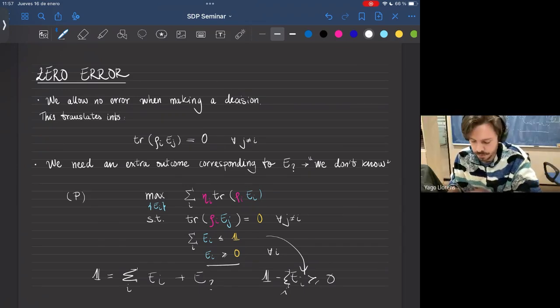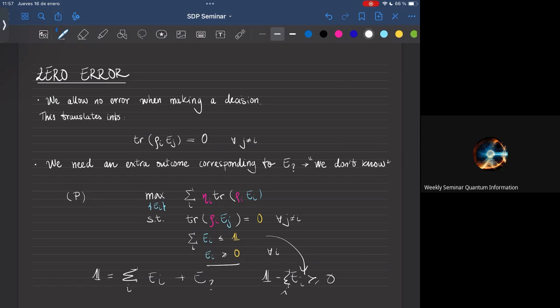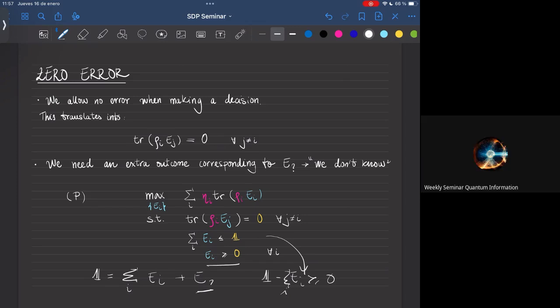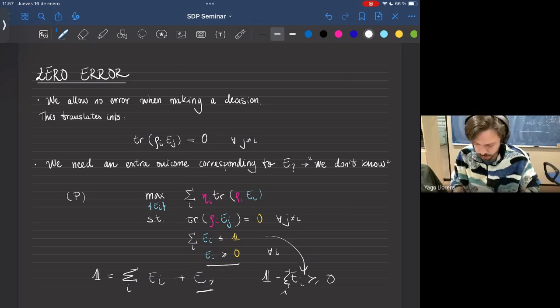Okay, but you're saying the previous constraint, sum over i of E_i less than or equal to identity, actually assures it, because your identity minus the sum over i of E_i is your E question mark, and that is greater than or equal to 0 from that condition. Yes. So this is greater than or equal to 0 for the question mark element. Got it.